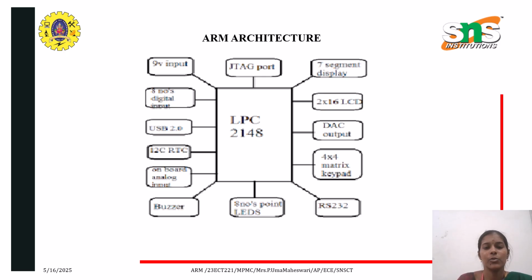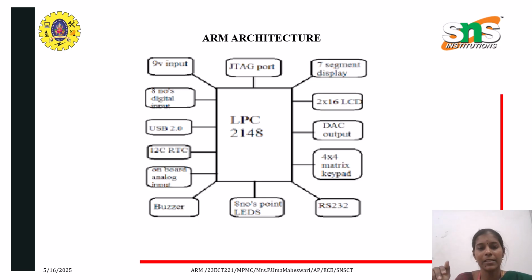From this slide we can see elaborately what ARM is. There are so many ARM architectures and ARM processors, like this LPC2148. In this, we will concentrate on the LPC2148. In this, you will have 2x16 LCD displays, DAC output, and a 4x4 matrix keypad. This matrix keypad you have come across from 8085, 8086, and the PIC microcontroller; it is everywhere. And then RS232. What is this RS232? Recommended Standard 232 is called RS232. It is also connected to your system. If you want to make any serial connection, you will use this RS232.